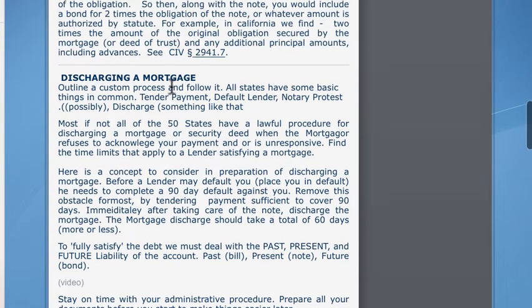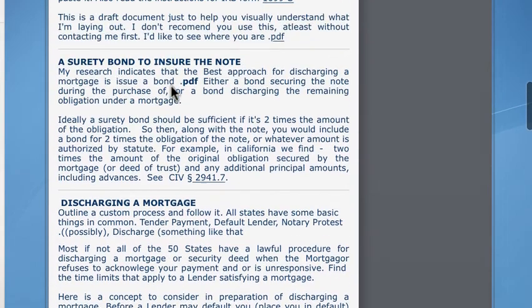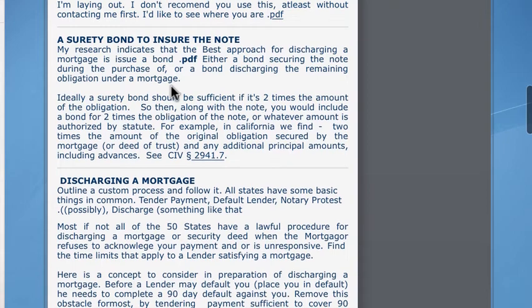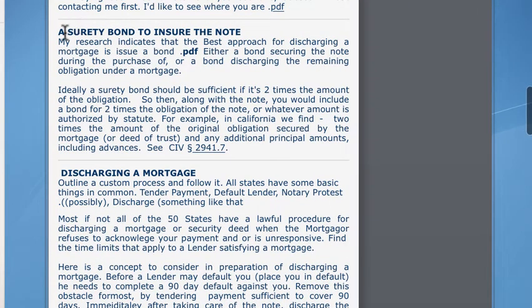So now, let me say this here. We'll read right here from the site. A surety bond to insure the note. My research indicates that the best approach for discharging a mortgage is a bond. Either a bond securing the note during the purchase, or a bond discharging the remaining obligation under a mortgage.